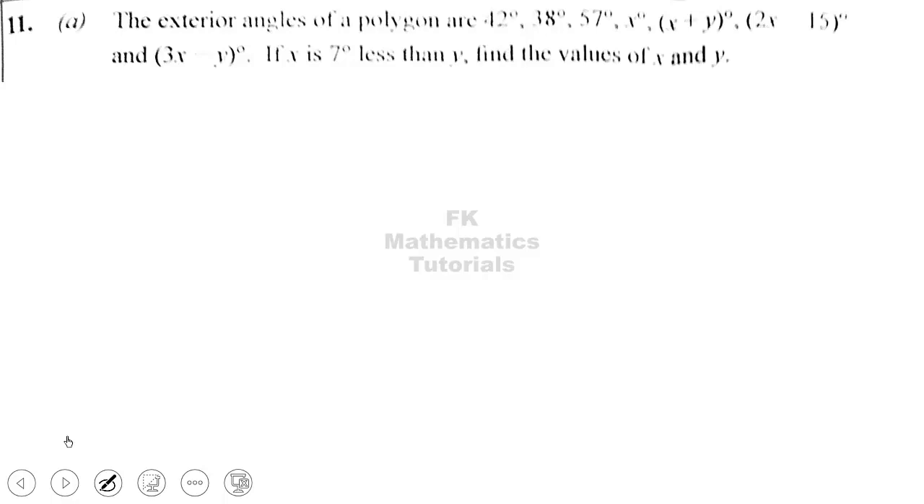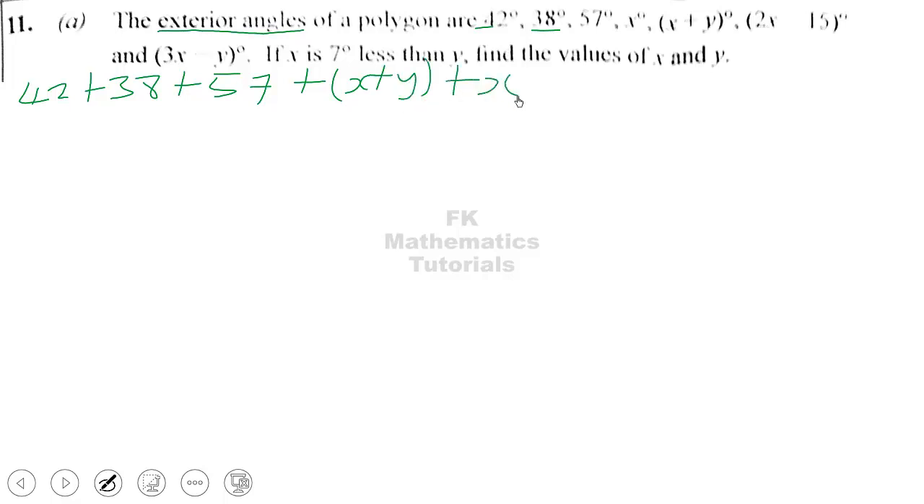So all we know about exterior angles of a polygon, no matter what the angles are, if we add all of them, we should get 360. So let's add 42 plus 38 plus 57 plus x plus y plus x.